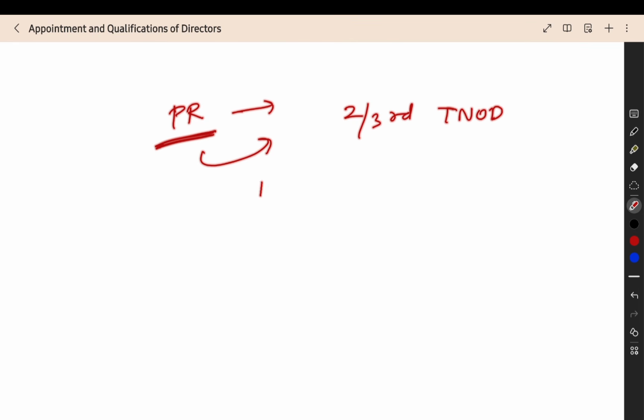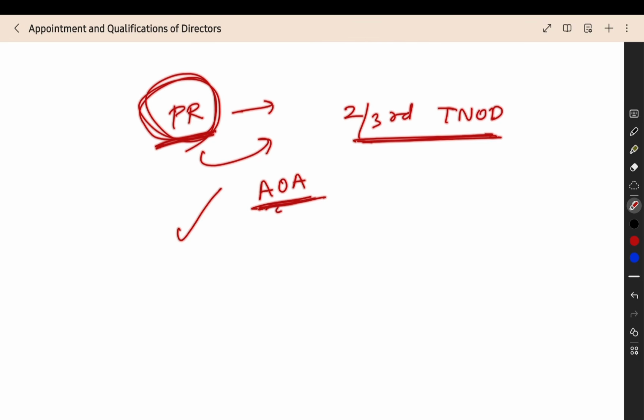For this only we are having the principle of proportionate representation. Here, a minimum of two-thirds of the total number of directors will be appointed as per proportional representation. This requirement should be there in the articles of association of the company. The articles should say that a minimum of two-thirds of the directors will be appointed as per the proportional representation. After that only you can implement this section. This many directors will be appointed as per the proportional representation.